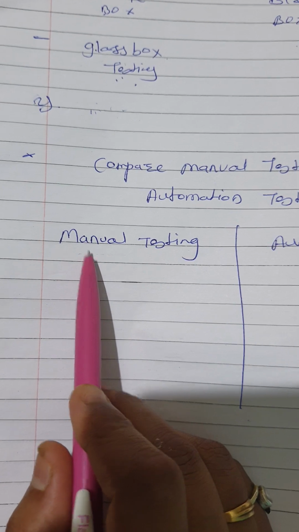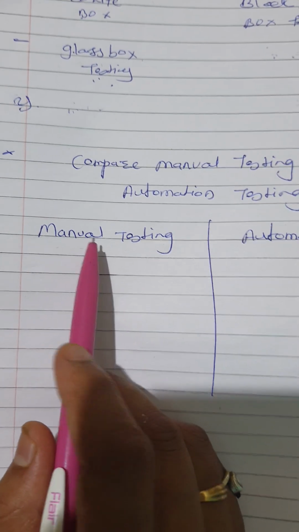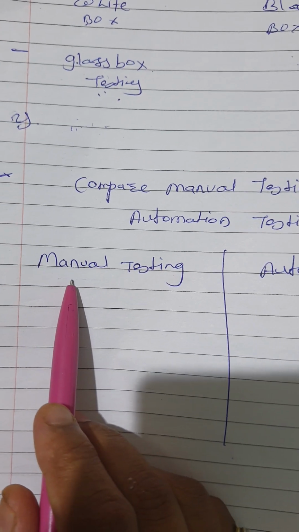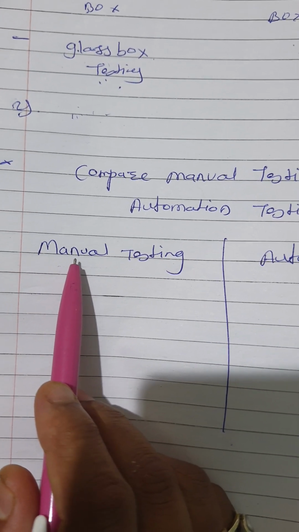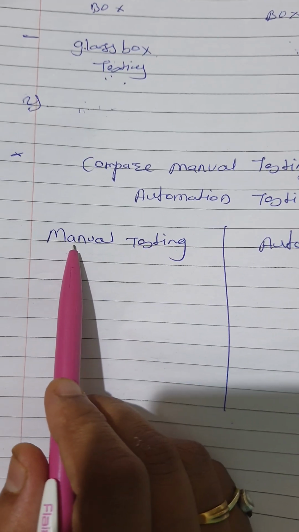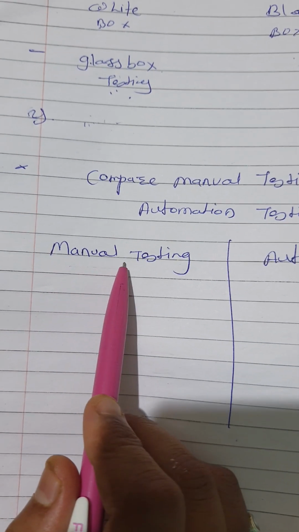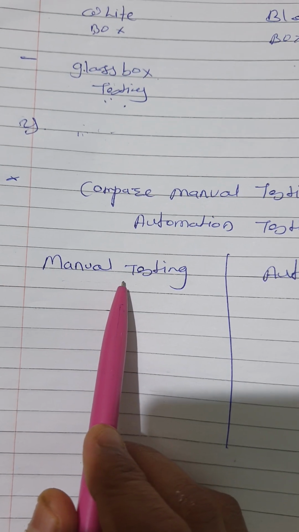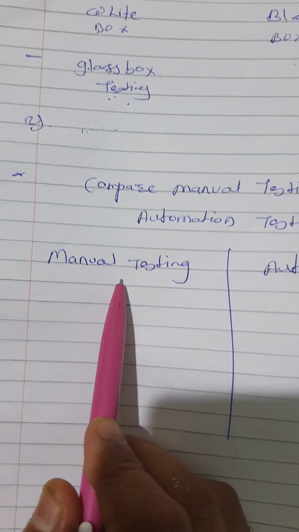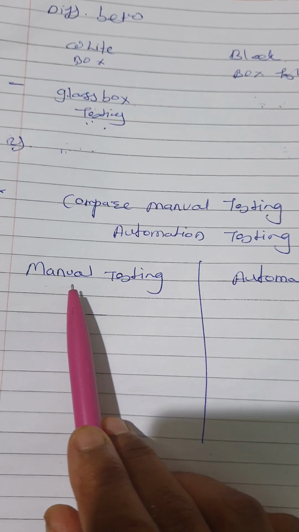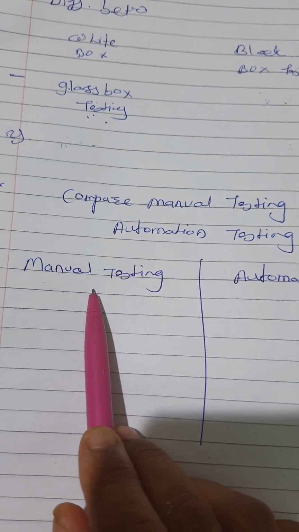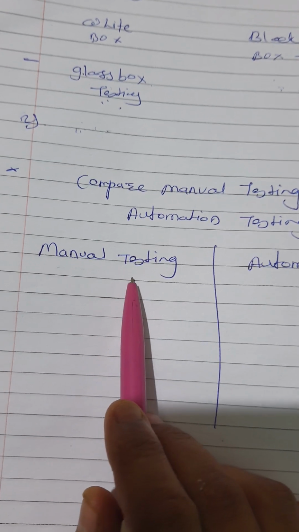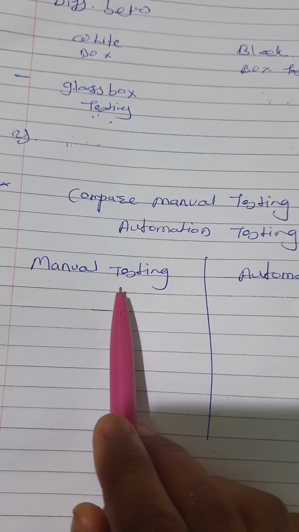So it is also called human based testing. Manual testing means you perform the test step by step without the help of any tools. In manual testing you can perform testing step by step without using any automated tools. That means it is a human based testing. Any human can manually test a particular software without using any tools.